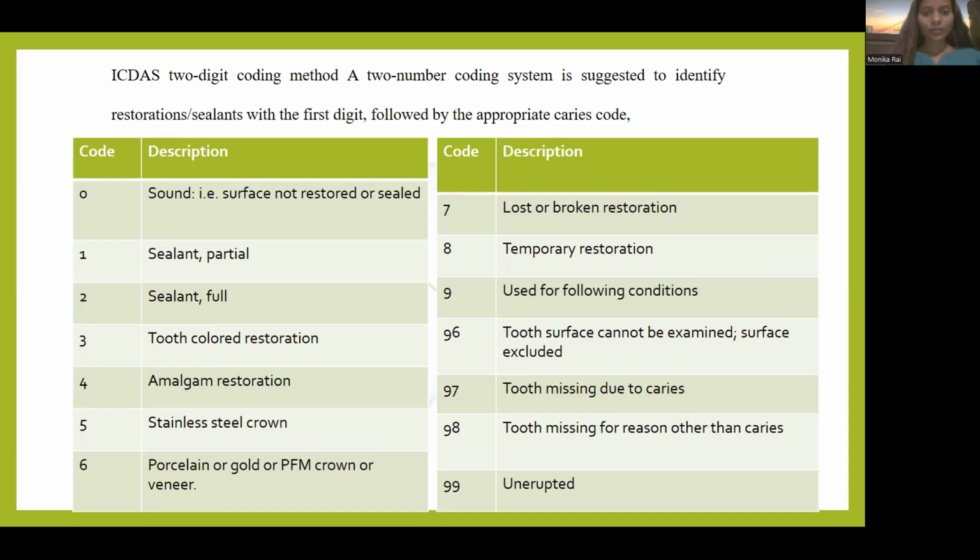7 we have lost or broken restoration. 8 we have temporary restoration. 9 we have used for the following conditions. 9.6 we have tooth surface examined, cannot be examined, surface excluded. And 9.7 we have tooth missing due to caries. 9.8 we have tooth missing for reason other than caries, and 9.9 is unerupted.